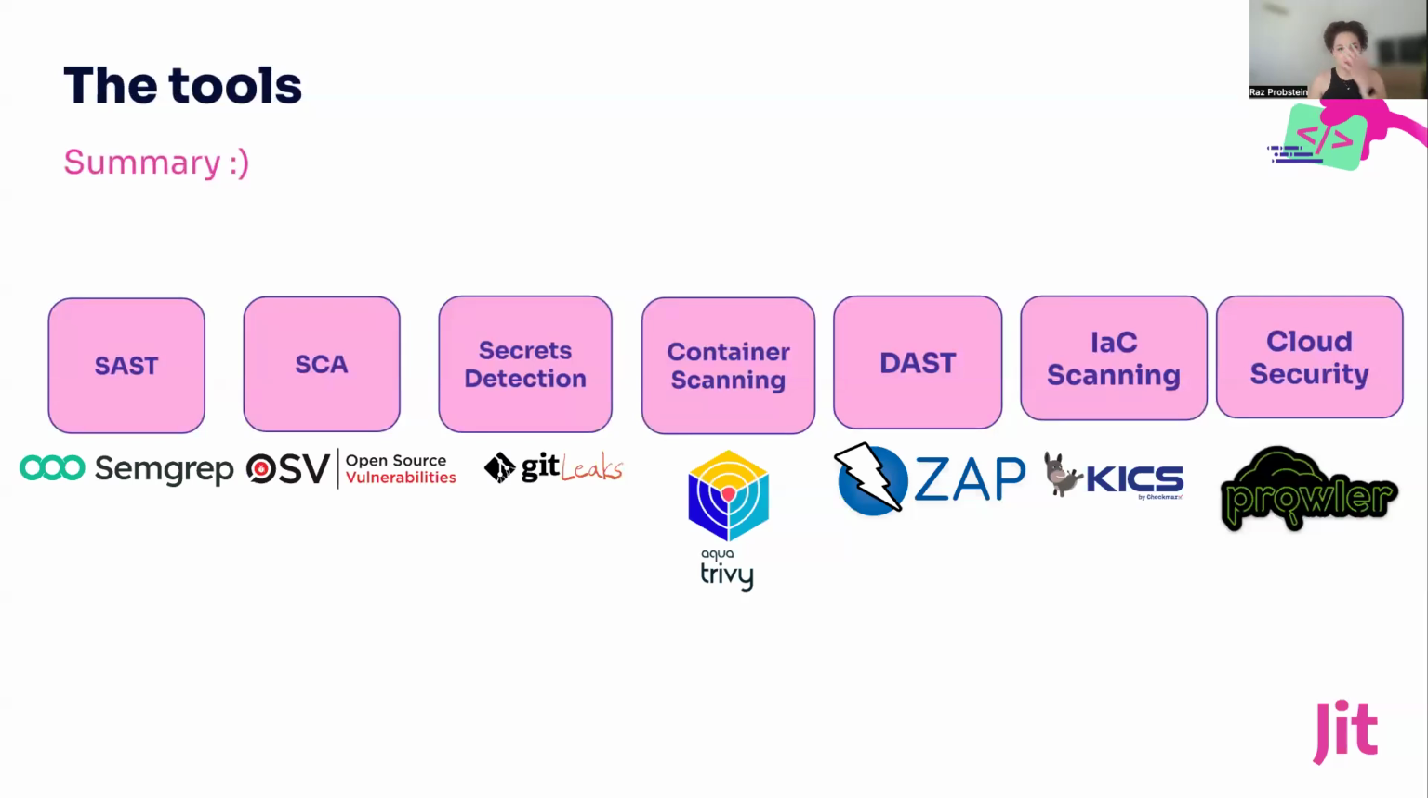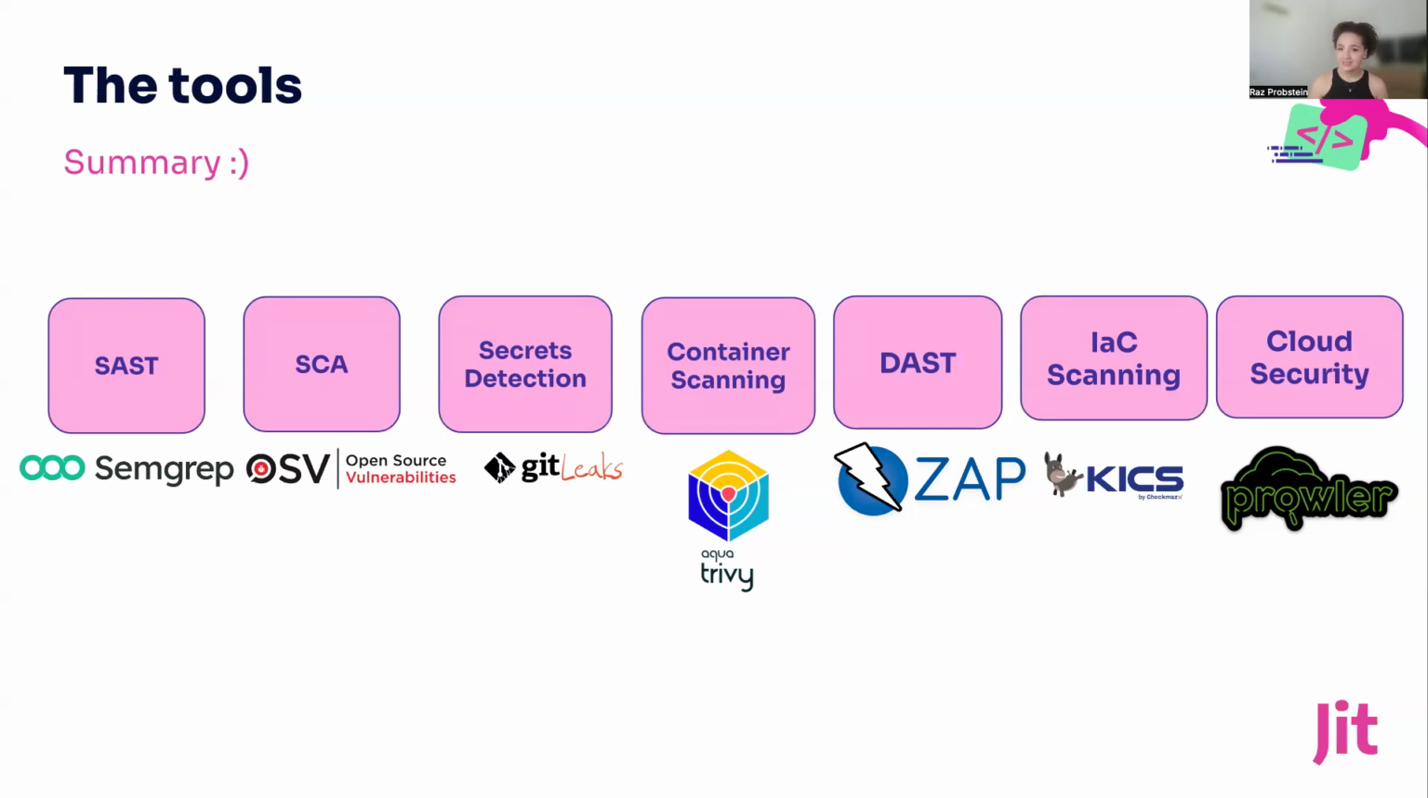For SAST, we have Semgrep. For the SCA scan, the dependencies, we have OSV Scanner. For secret detection, we have Gitleaks. For container scanning, we can use Trivy. For DAST, ZAP is a great tool. For infrastructure as code, KICS is my recommendation. For the cloud security scanner, I recommend Prowler.